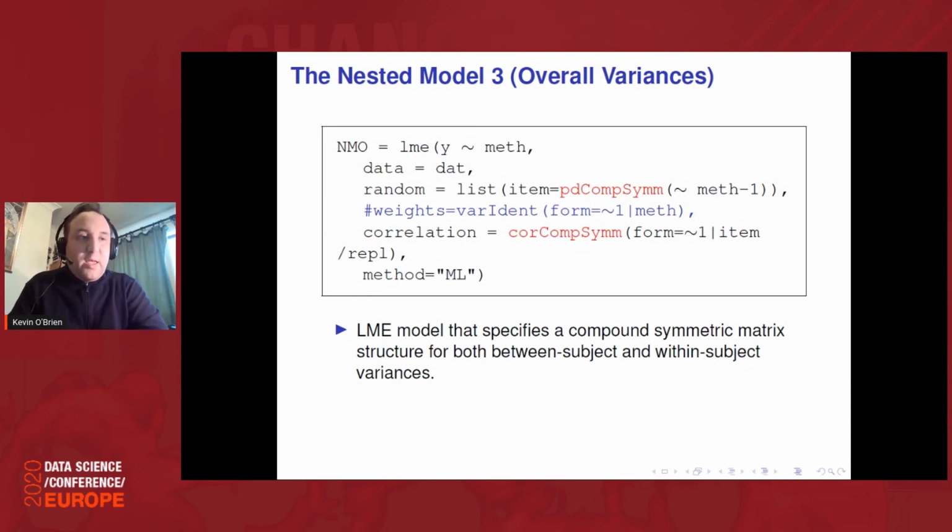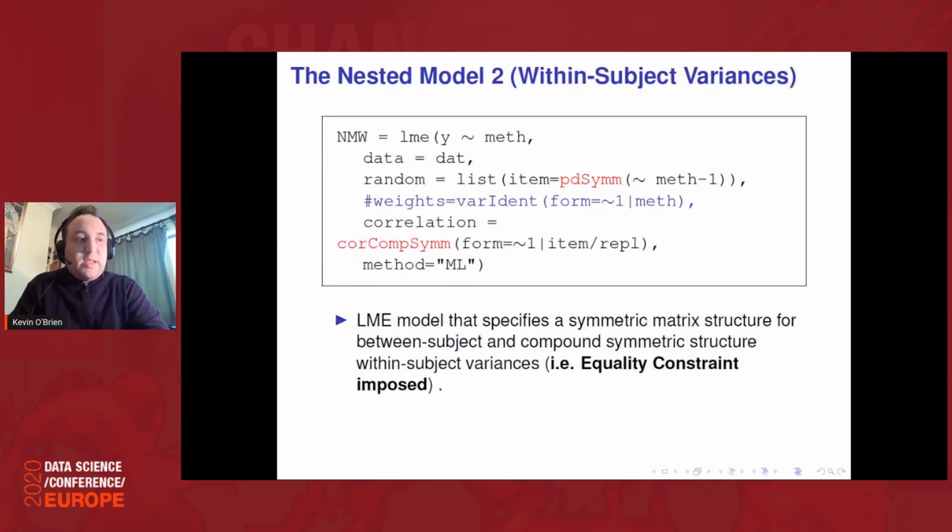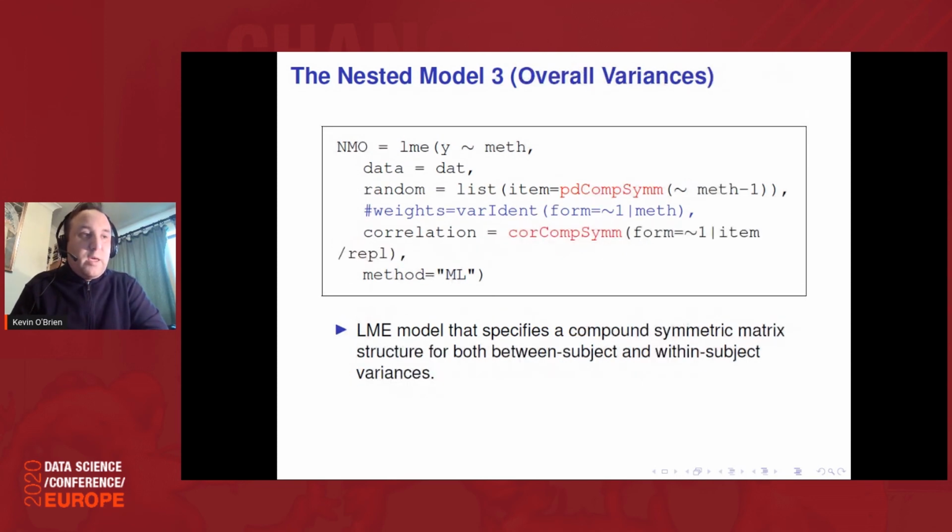The second thing is the way we would impose our equality constraints, which is by using these components here. These are the matrix constructions, symmetric and compound symmetric, and that's the code for them there. So that's how we would implement those equality constraints.